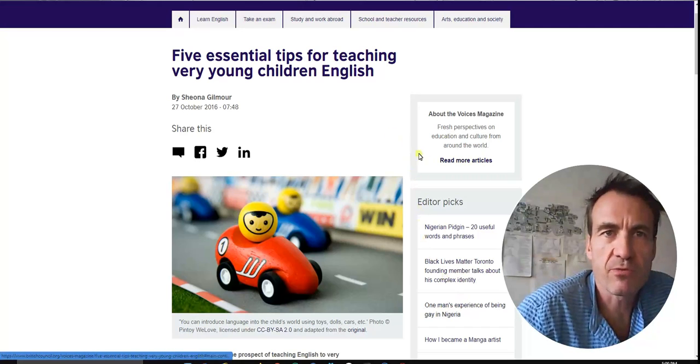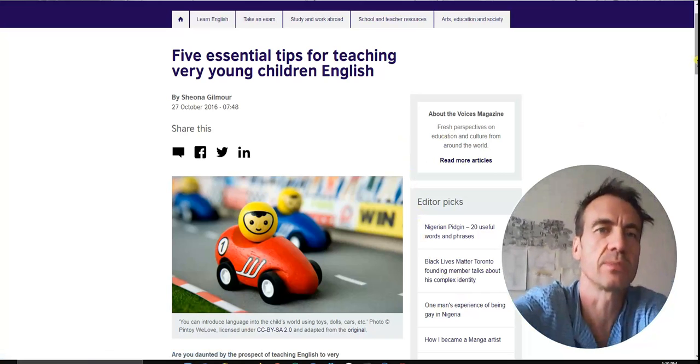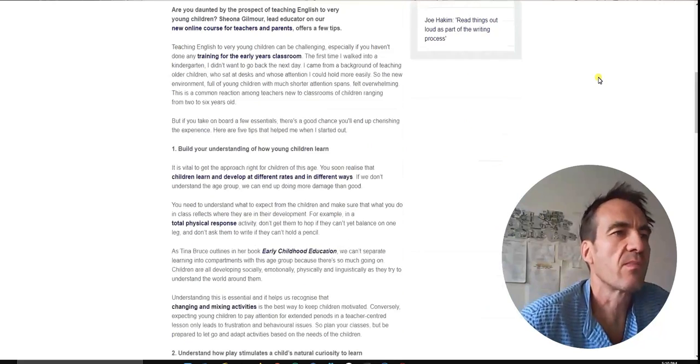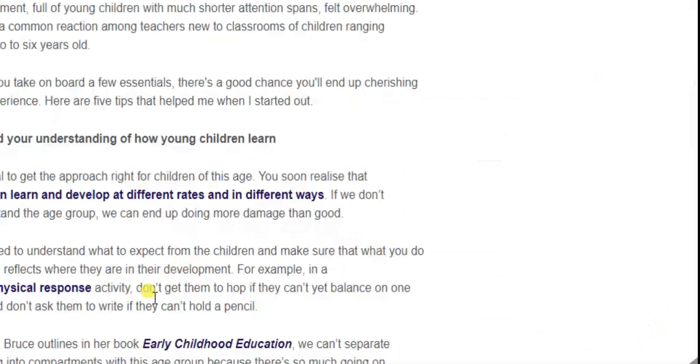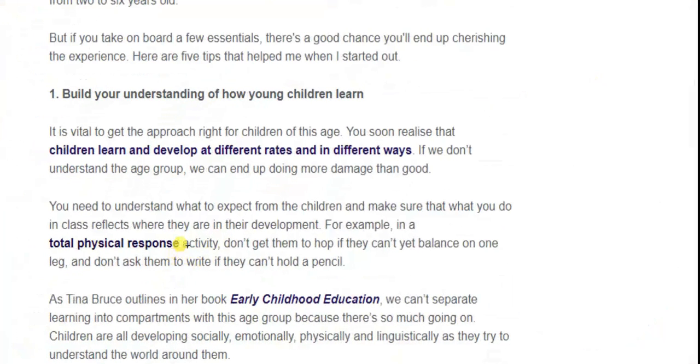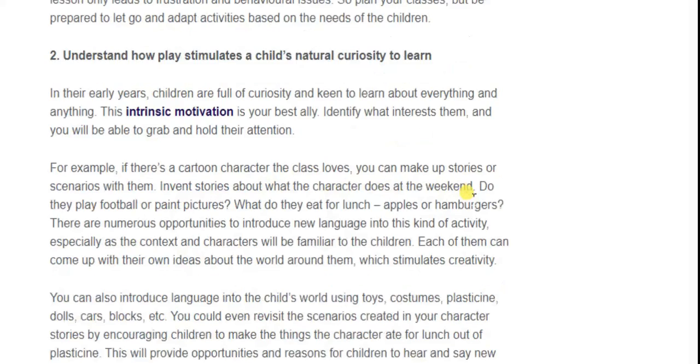Now here are some things I've picked from the net, things to bear in mind when you're preparing your micro lesson. If we look at a couple of the different things, there's TPR, total physical response. Children learn by doing, so have them copy actions, do different actions that you want them to learn. Intrinsic motivation: engage, study, activate. Get them to identify what interests them and get them engaged in your lesson.